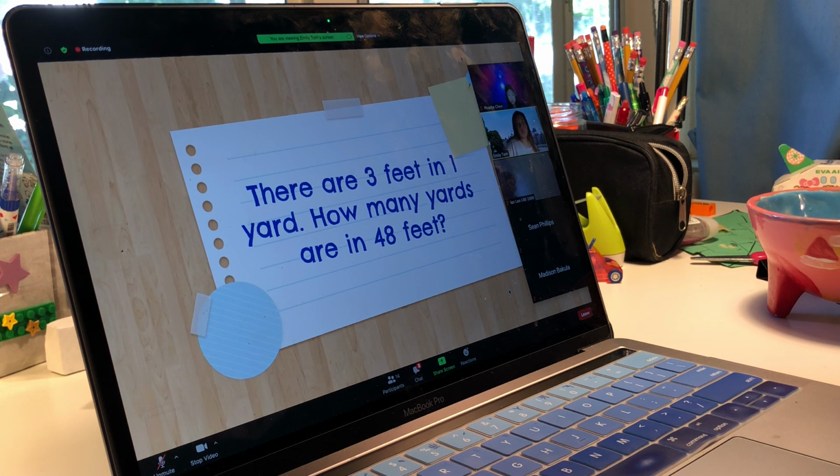Okay, great. So yeah, if there's 3 feet in 1 yard, remember when we do these problems, we have our conversion fraction or conversion factor. So we have 3 feet in a yard. If we're trying to make something into yards, that means yards is going to have to be in the numerator. So we're going to take 48 times 1 yard over 3 feet. And when we simplify that down, you get 16 yards. Great.